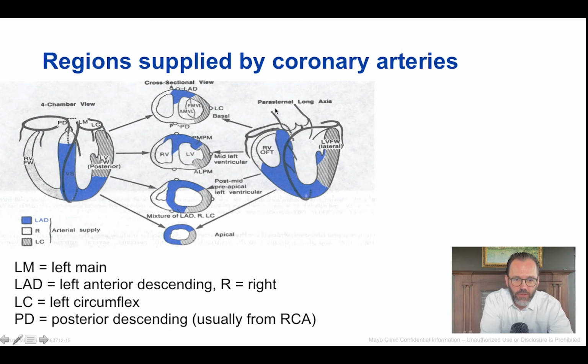And again, when we look at this from a long axis view, you can see that there's some significant overlap with regards to left and right supply from both the left anterior descending as well as the right coronary artery.